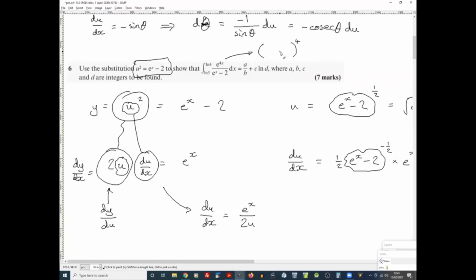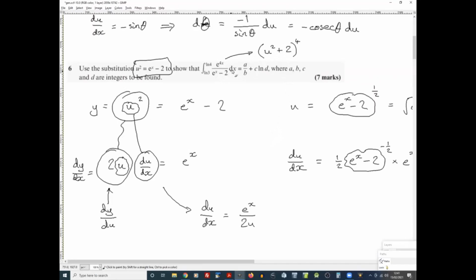What are we raising to power 4? e to the x, which is equal to u squared plus 2. So potentially there's quite a lot going on there that might need unpacking, and we'll have to see. But we've got something to substitute for the numerator and for the denominator.